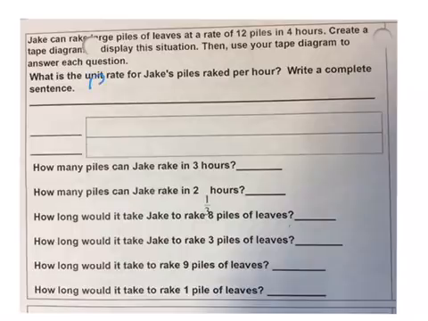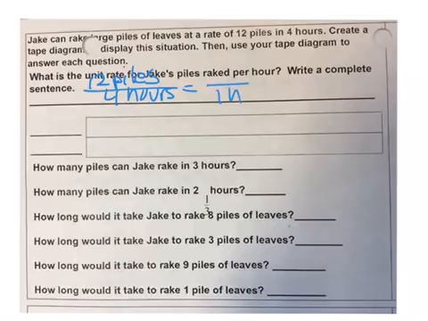So we have 12 piles, which is my numerator, for every 4 hours. So you're going to divide your numerator and your denominator by your denominator. So 4 divided by 4 is 1 hour, and then 12 divided by 4 is 3 piles. So my unit rate is 3 piles per hour.